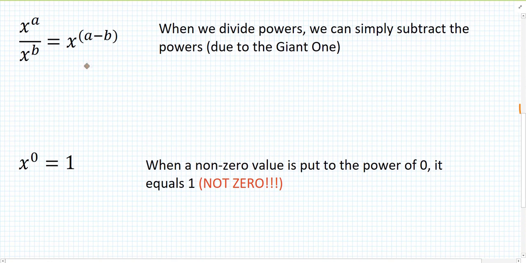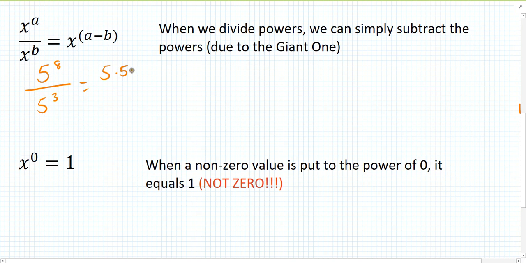Okay, some of the ones we might be having a little bit more difficulty simplifying as of right now is when we are dividing powers. We can simply subtract the powers because of the giant 1. So this one I'll actually factor out to show us, but let's say I have 5 to the power of 8 over 5 to the power of 3. I'm just going to factor it out.